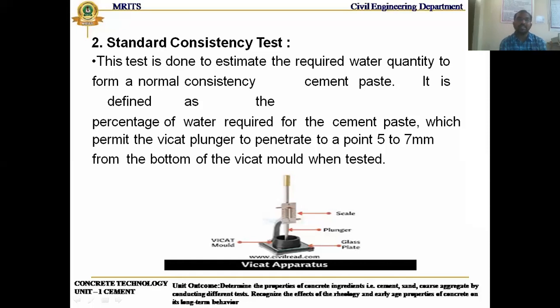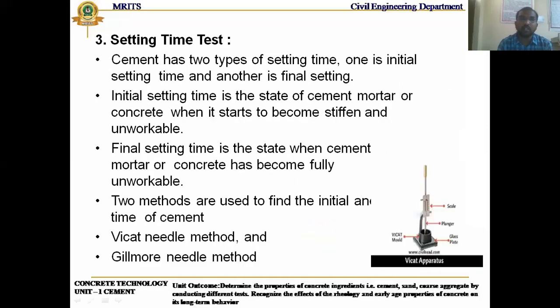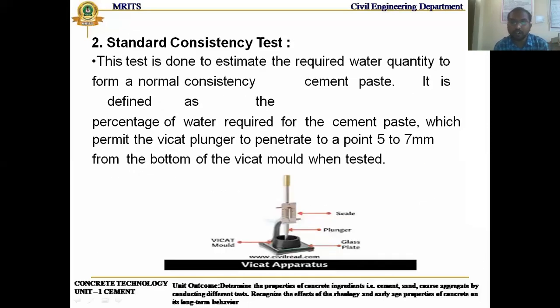We test the standard consistency, where the needle has penetrated to a point of 5 to 7 mm. So we set the plunger. You can see the setup of the Vicat apparatus.